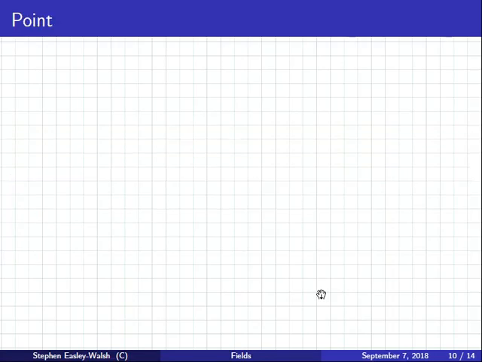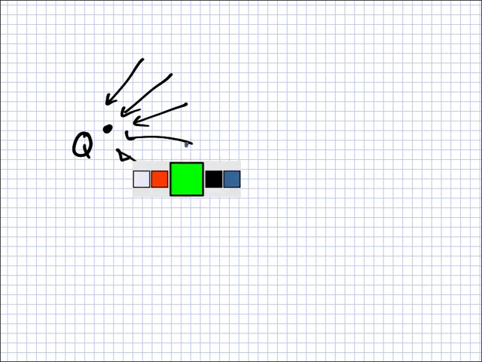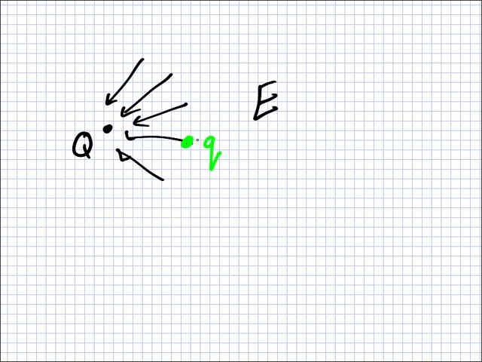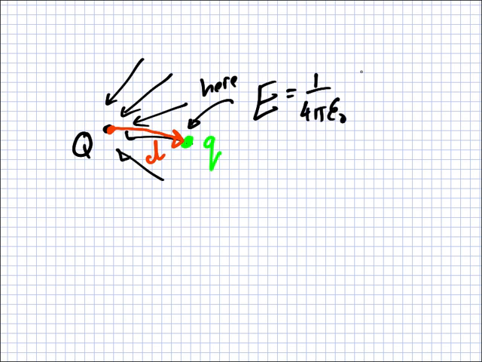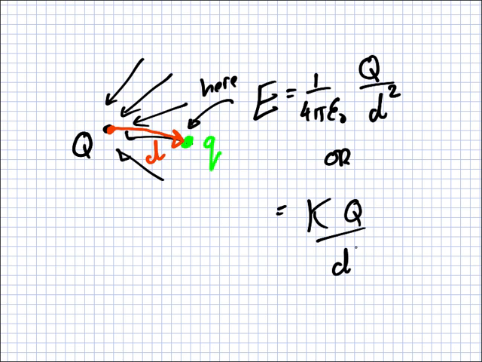Now, what about if you have a point charge? If you look here, you have a point charge and you have a field here, and you want to know how strong it is here, and this will be small q. The formula for the electric field strength depends on how far away you are, so we'll call that distance d. You can write the electric field strength as two formulas. You can write it like this: 1 over 4 pi epsilon 0 big Q over d squared, or you can just write it as big K Q over d squared.